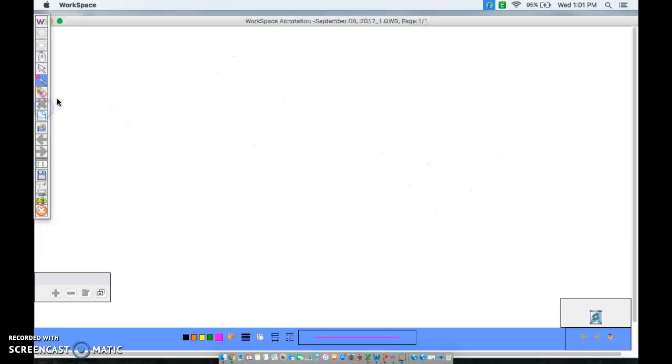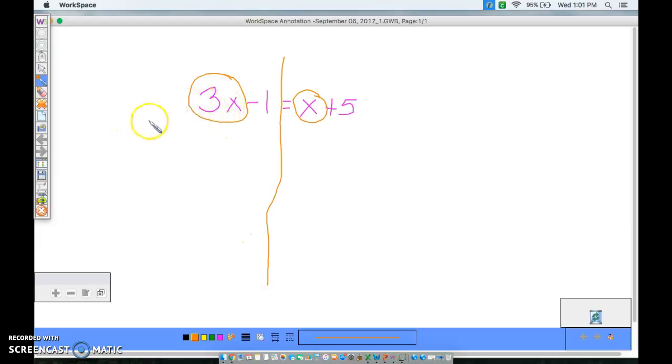Okay? Now what if we have variables on both sides like we did in class today with your transversals and parallel lines? This was one of the examples that we did. We want to get our constants and our coefficients together on the same side, but you can't cross this line without using inverse operation. So this is a positive x. I'm going to subtract x from both sides. I end up with 2x minus 1 equals 5.